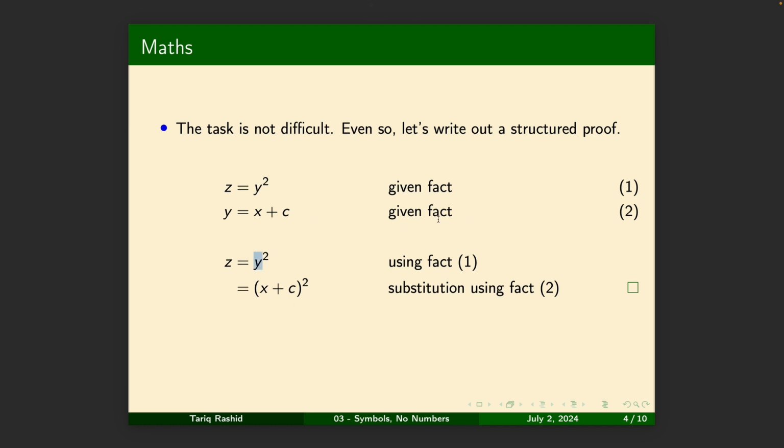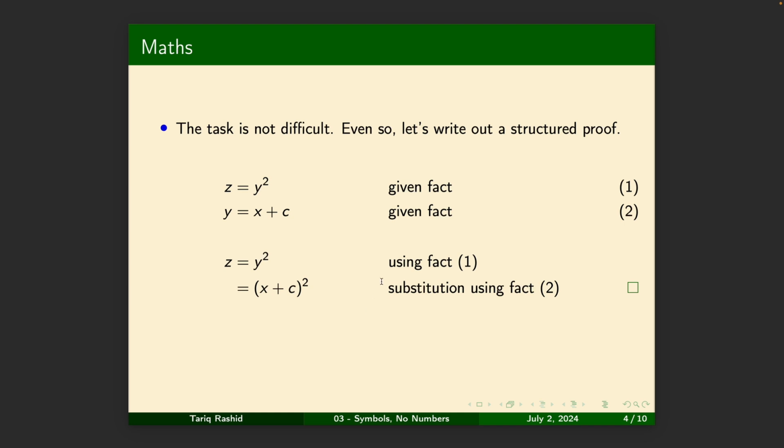Actually, yes. The second fact will express y in terms of x and c. So that's probably a good direction to go in. So why don't we use the second fact to rewrite y in terms of x and c? So we substitute y with x plus c. And as it happens, that takes us straight to the conclusion.